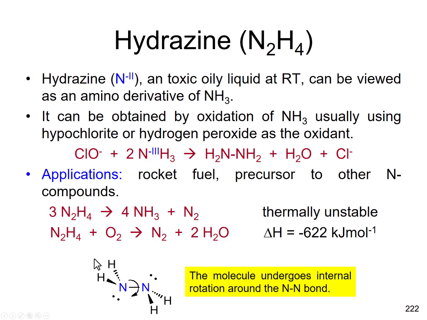Here you can see the Lewis structure of hydrazine, and so you have a free rotation around the NN bond as depicted here. In addition, each of the nitrogens still contains one lone pair. So the molecule undergoes internal rotation around the NN bond.